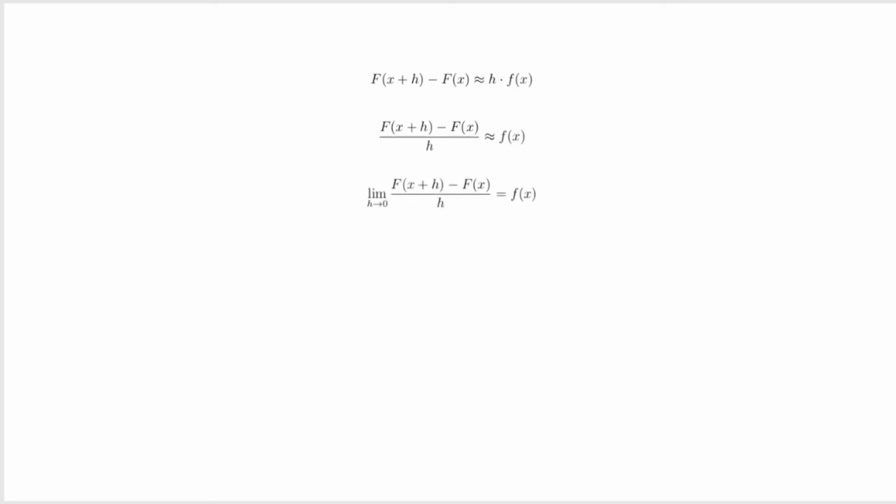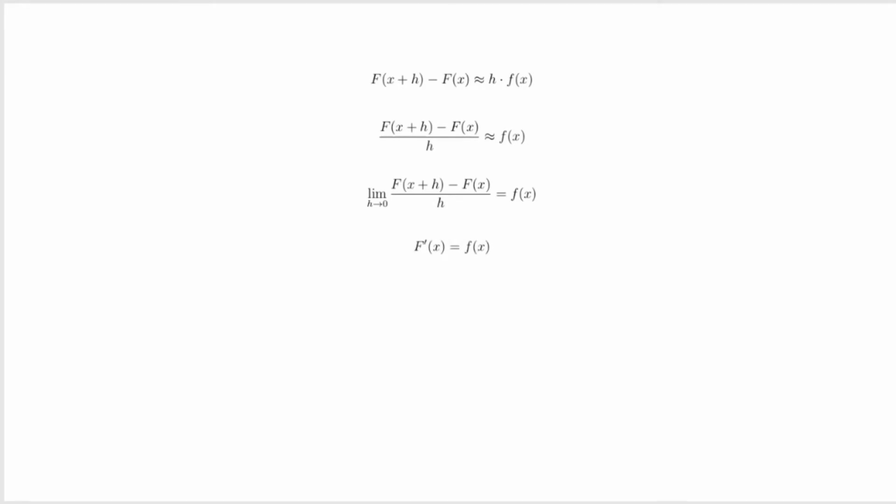So if you let the number of rectangles go to infinity in the Riemann sum case, or in this case, if you let the width of the rectangle, the distance h, go to 0, you get no longer an approximation, but an equality. So we have the limit as h approaches 0 of capital F of x plus h minus capital F of x, all over h, precisely equal to f of x.